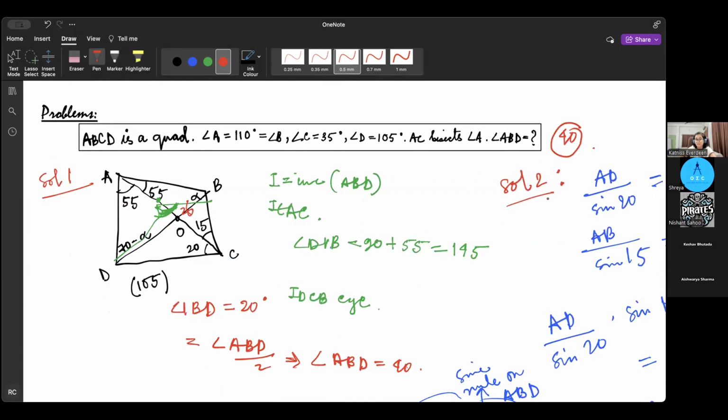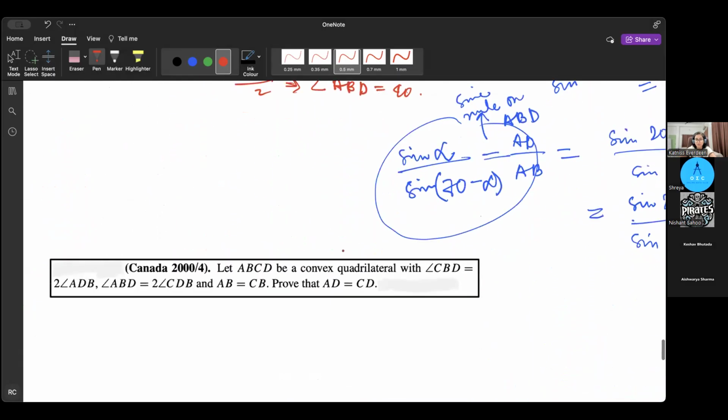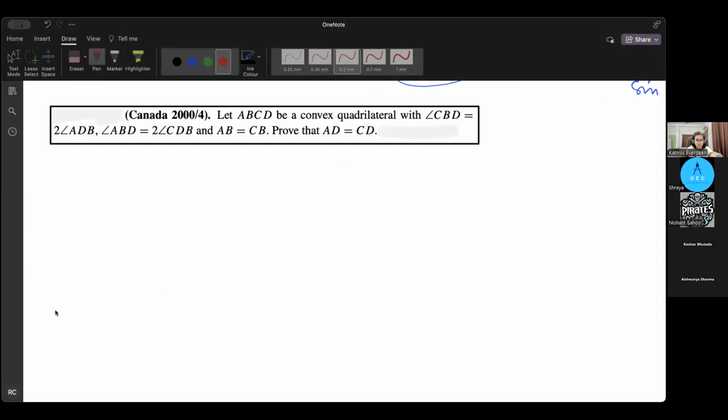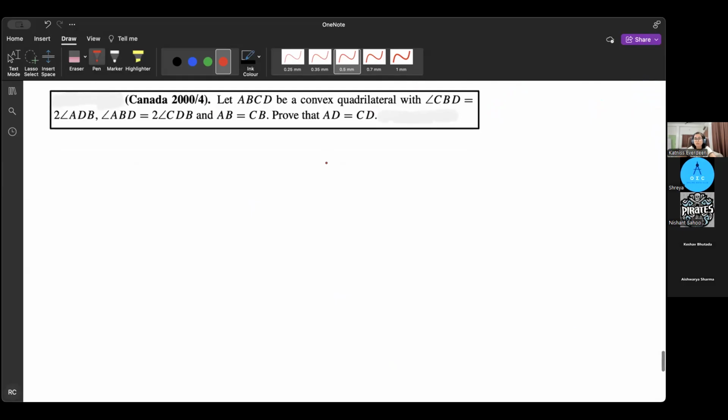Anyway, this stuff is pretty hard for IOQM. So if you're not getting it, please don't be discouraged, because this is not IOQM stuff, this is just trig in general. So the next problem, here's the next problem.